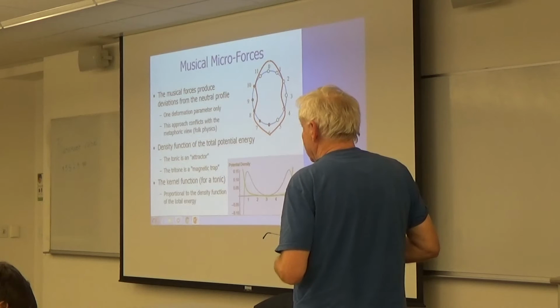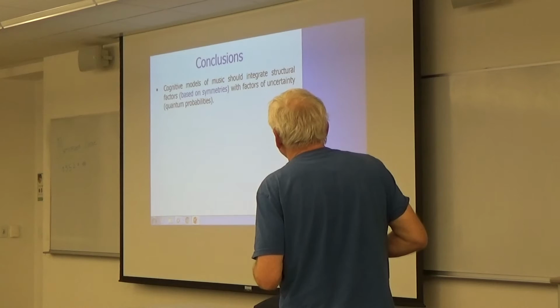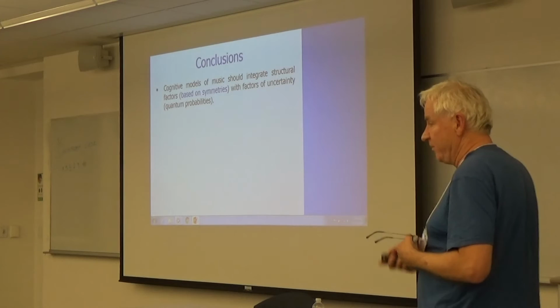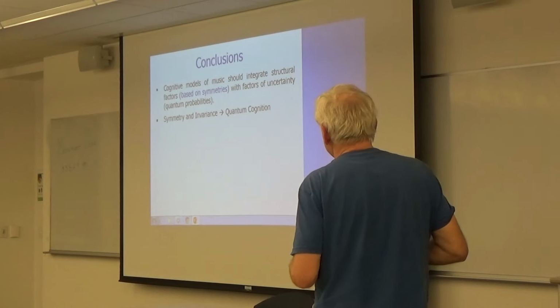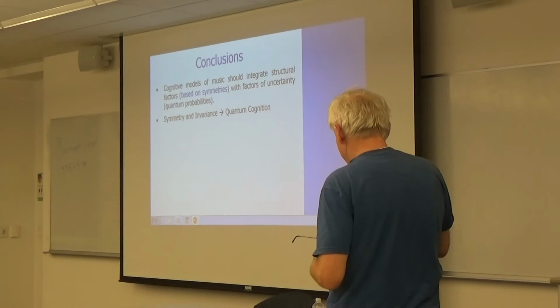Okay, conclusions. Quantitative models of music should integrate structural factors, which are based on symmetries, with factors of uncertainty. And these are quantum probabilities. Symmetry and invariance give us our quantum cognitive approach.